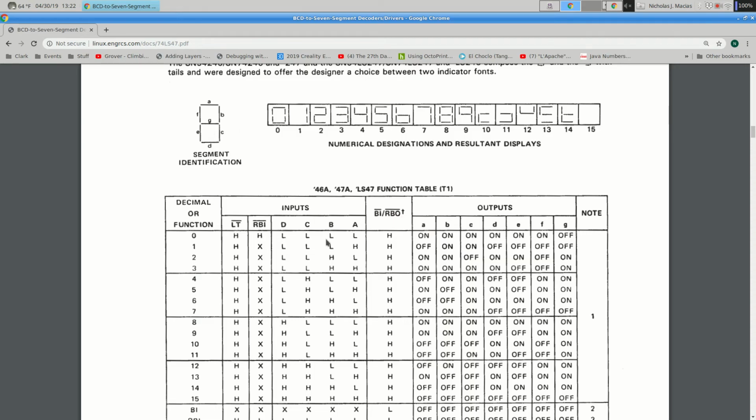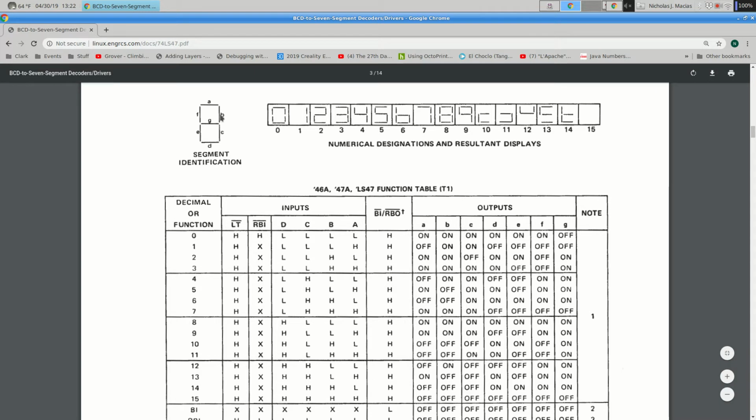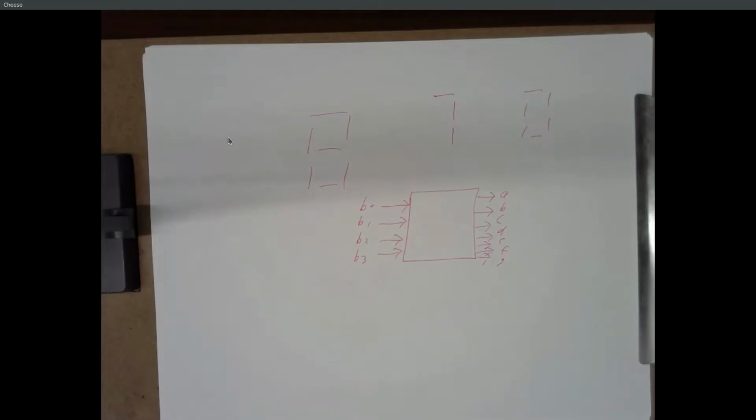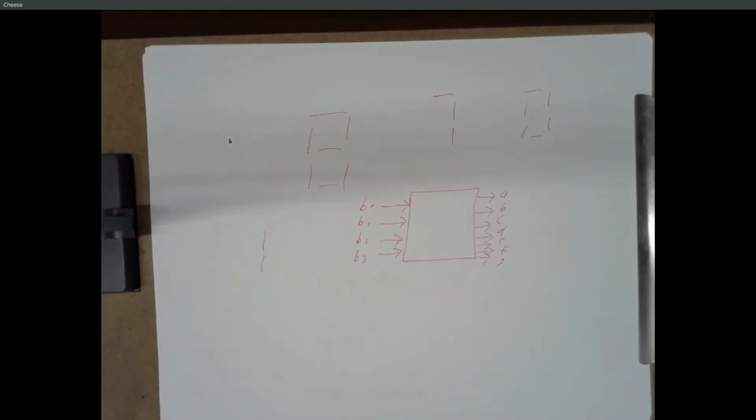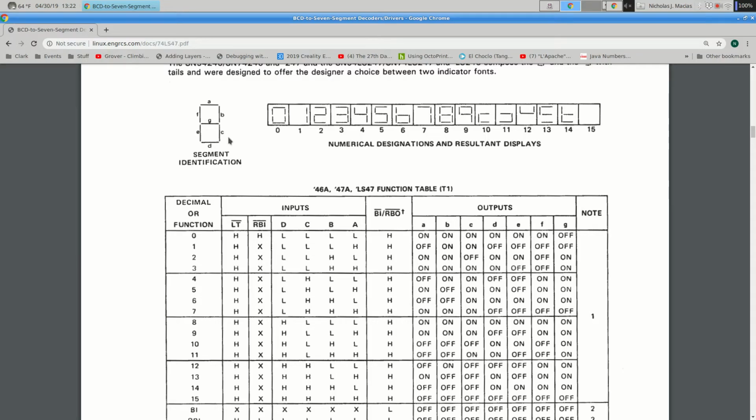If you put in the binary number 0, 0, 0, 1, all of your LEDs are off except for B and C. Well, that's these two over here. And if those are on, your display looks like that. It looks like a 1. And so on.